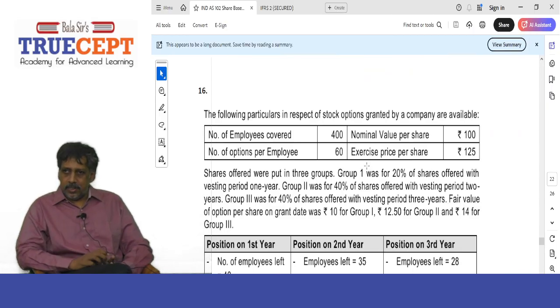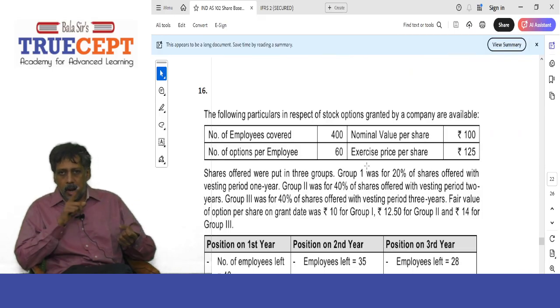Yes, sir. Okay. The following particulars in respect of stock options granted by a company are available. Number of employees covered 400. Number of options per employee 60. Nominal value per share is 100 and exercise price per share is rupees 125. It is given that there are 400 employees to whom these options are granted. Okay, we are the company and we have 400 employees to whom these options have been granted.